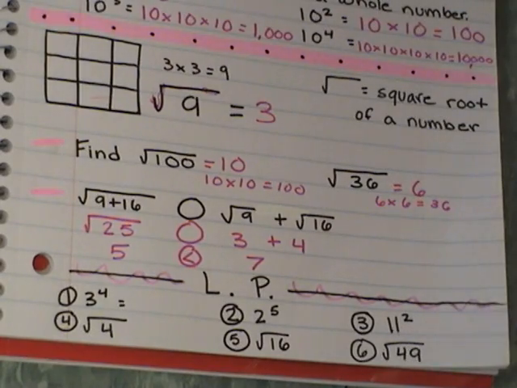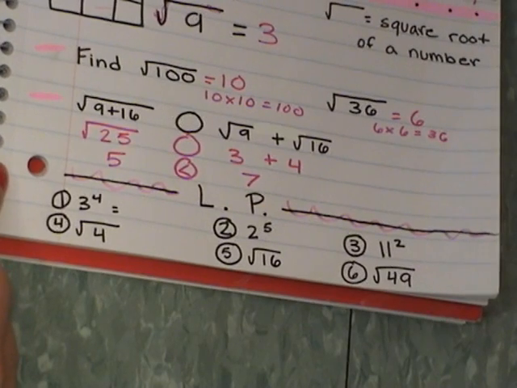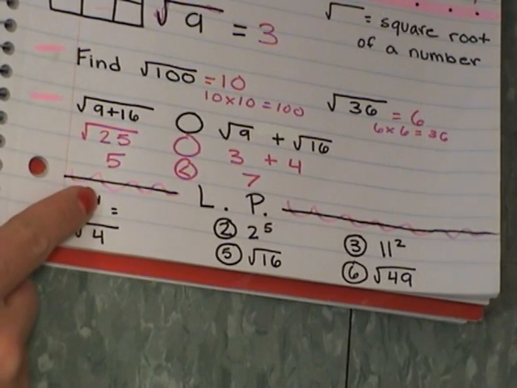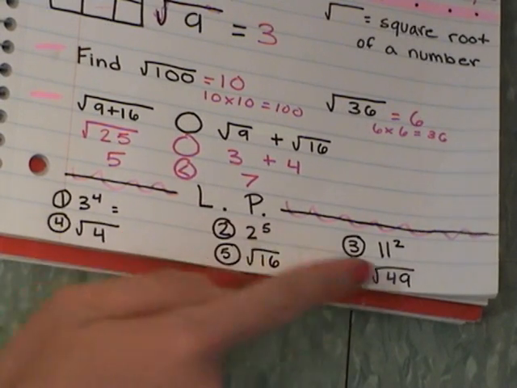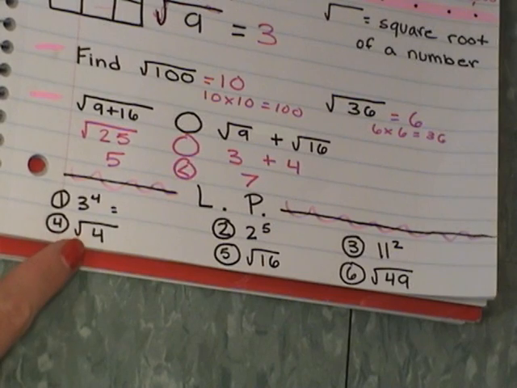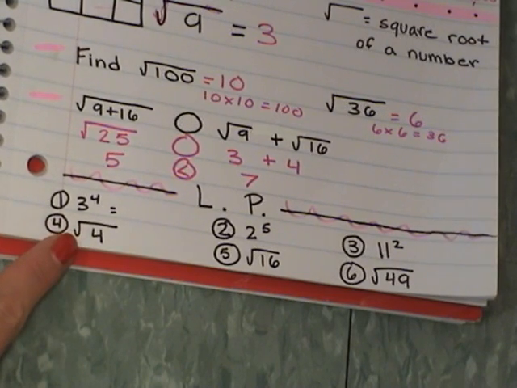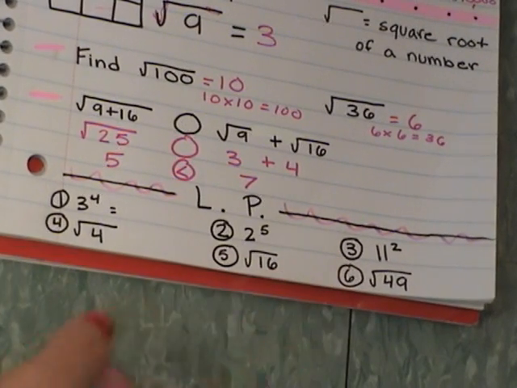All right, and for your lesson practice down here, I want to know what is 3 to the 4th power, 2 to the 5th power, 11 to the 2nd power, or squared. I want to know here the square root of 4, the square root of 16, and the square root of 49.